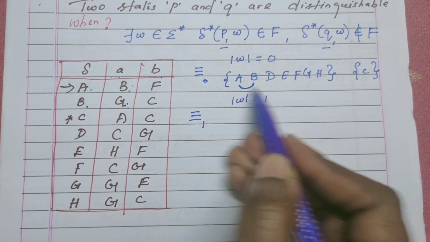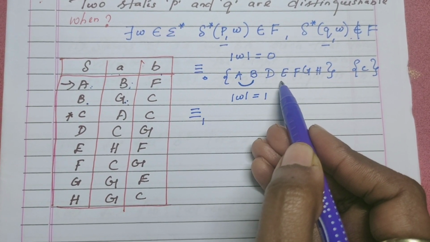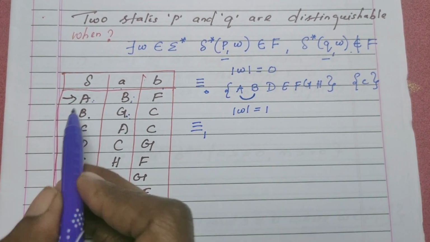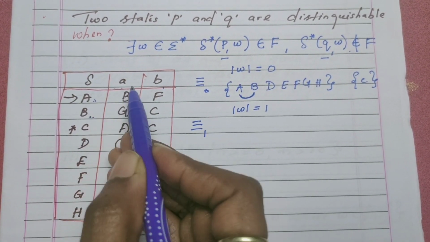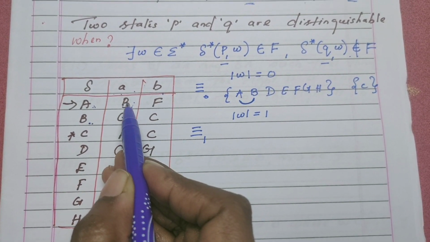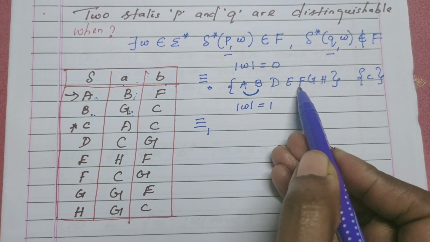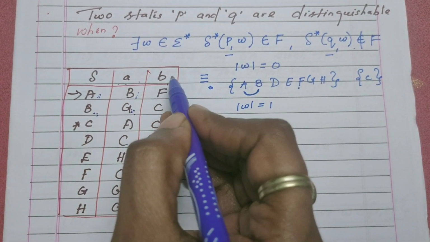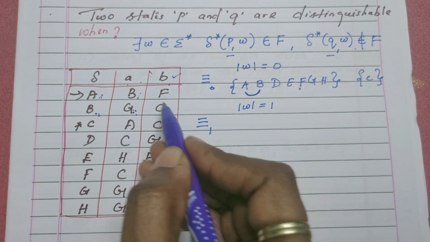At equivalence class 0, we have two sets in fact. One is the non-final set, another one is the final state set. Isn't it? So from A and B on reading A, it goes to the states B and G, where B and G belong to this set. Okay, fine. Now from A and B on reading the input symbol B, check where it goes.